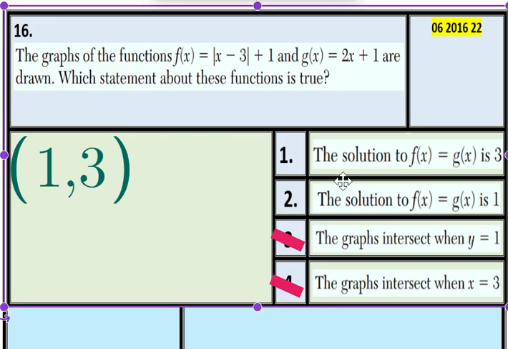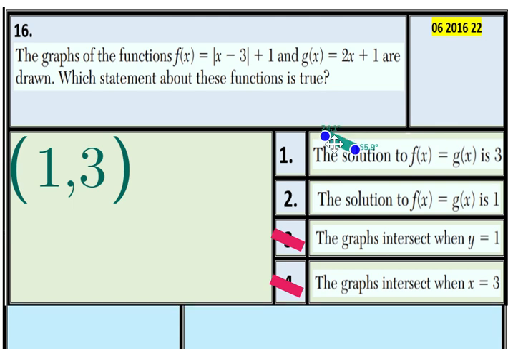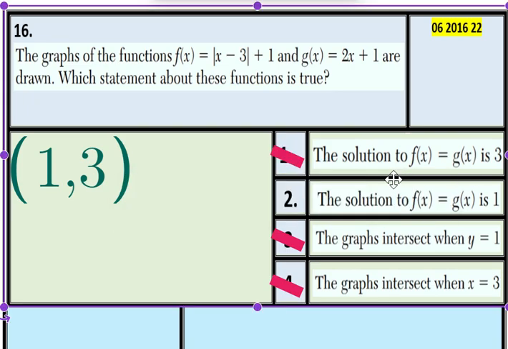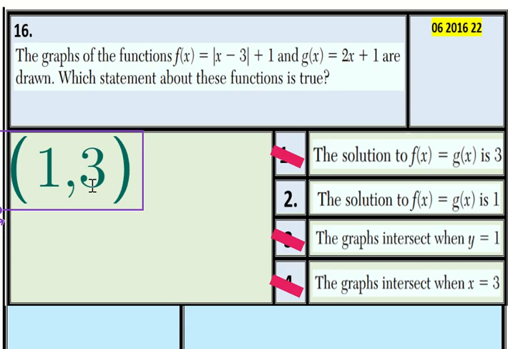Now, for the first one, it says the solution to f of x equals g of x is 3. It's correct that the y values for both functions are 3, but what this really should say is when y equals 3, what's the value of x? So this is not the answer to our question. The answer is the solution when both y values are the same. The x value is 1.